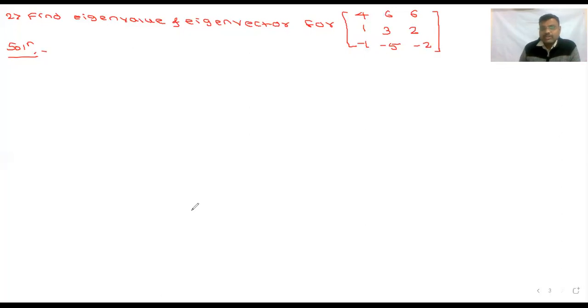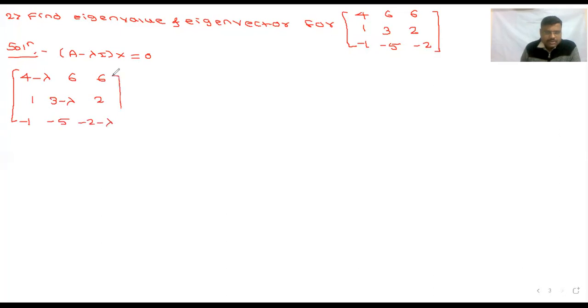Find the eigenvalue and eigenvector for 4, 6, 6, 1, 3, 2, -1, -5, -2. Okay. So first process is same. First of all, we write the characteristic matrix: A minus lambda I times x equal to 0. So 4 minus lambda, 6, 6, 1, 3 minus lambda, 2, -1, -5, -2 minus lambda, times x, y, z, equal to 0. Give us equation number 1.